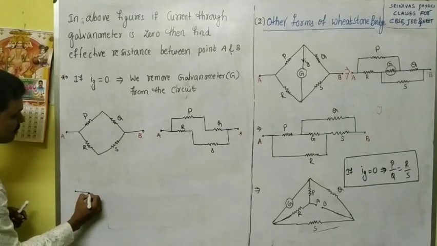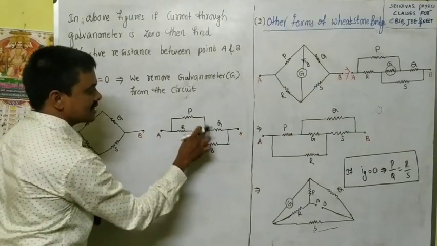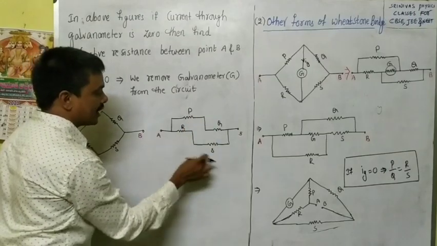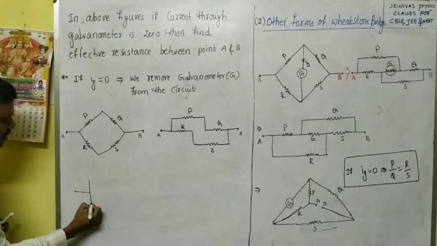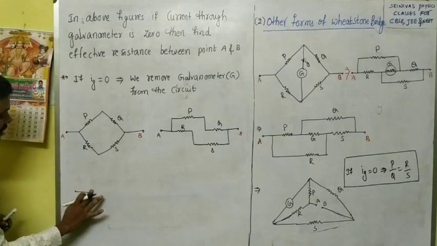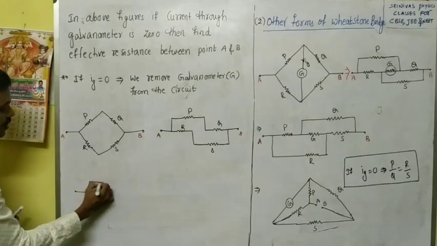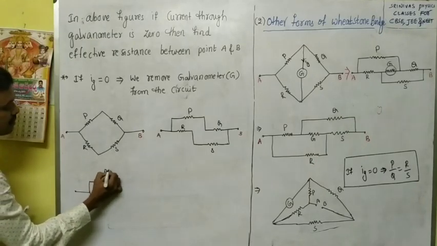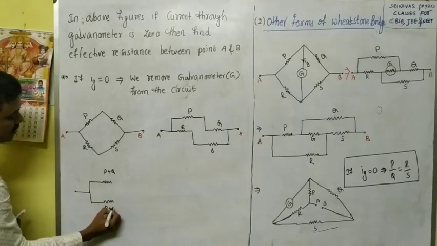Here we draw the diagram like this. This P and Q are in series, and this R and S are in series, and the effective resistances of P and Q and of R and S are in parallel combination. Then very easily we will get the diagram. I will redraw this diagram again. The effective resistance of PQ we write as P plus Q, and the effective resistance of RS is R plus S.